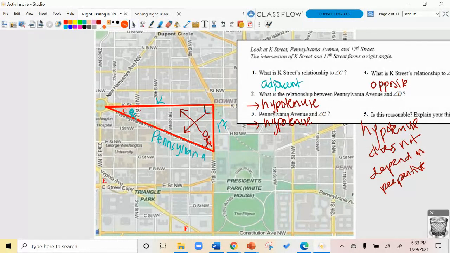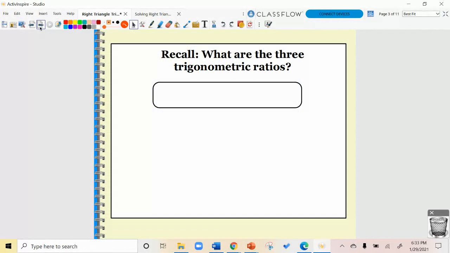Okay, so it's good. We want to be able to label the sides. We want to know, what is the relationship between an angle and a side? A reference angle is the term that we're going to be using.